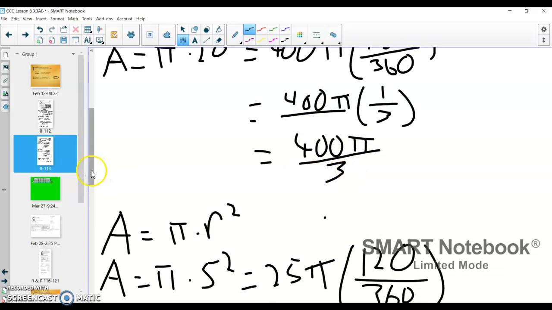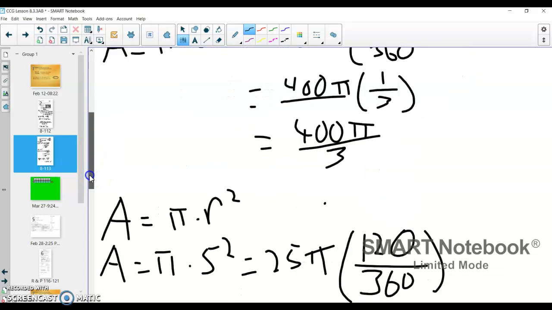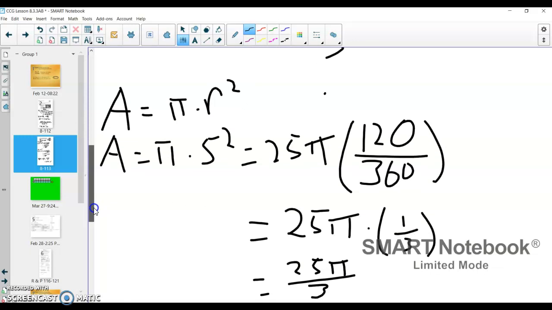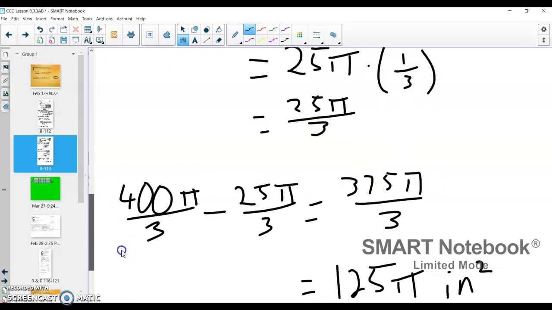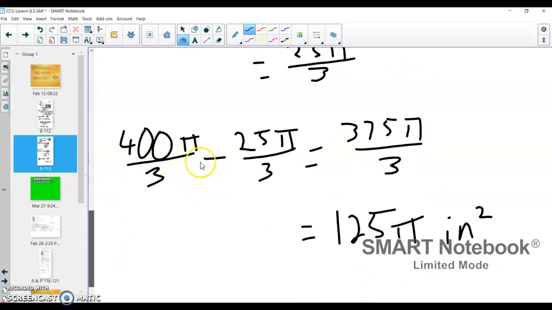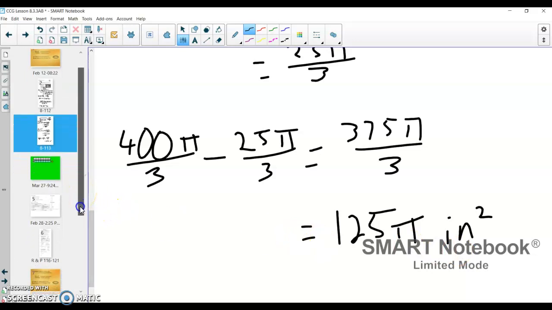That is the area of shaded and unshaded together. I did this same kind of process again to find just the area of the unshaded. And I subtracted total minus unshaded to find shaded. And that gave me the 125 pi inches squared, again because it is an area.